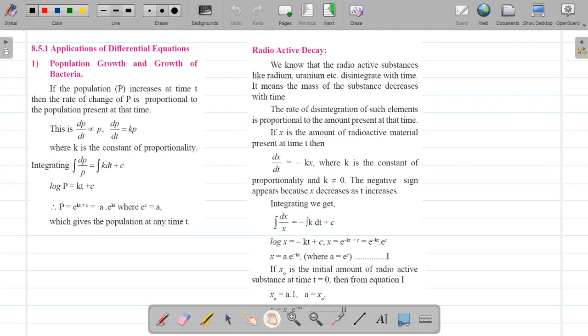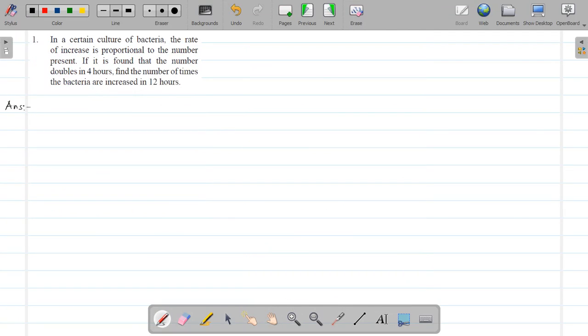So now today we will solve some examples from exercise 8.6. So let us see the example. In a certain culture of bacteria, the rate of increase is proportional to the number present. This is given to you. If it is found that the number doubles in 4 hours, find the number of times the bacteria are increased in 12 hours. So this is the question related to that concept, that is population growth or growth of bacteria.